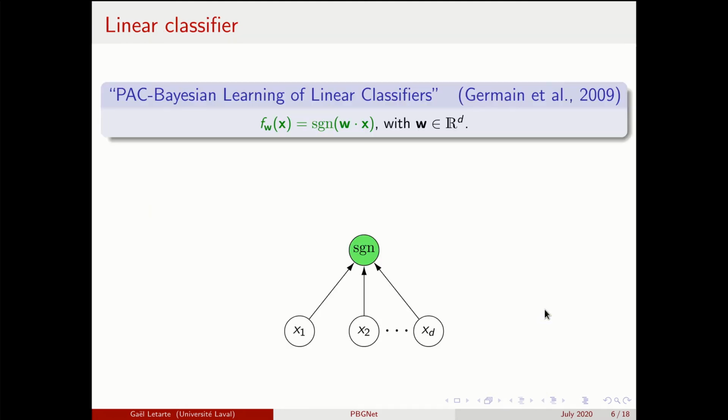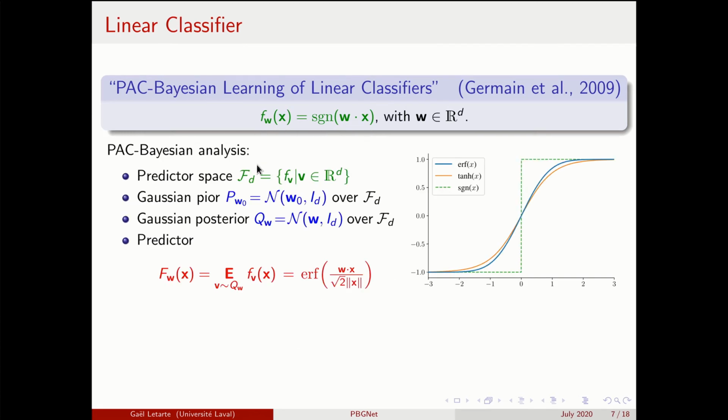Let's start our PAC-Bayesian analysis of such predictors with a simple case of a linear classifier. The origin comes from the work of Germain et al., applying PAC-Bayes to linear classifiers defined as a binary predictor parameterized by w. The strategy is that, over the space of all linear classifiers, we consider a Gaussian prior and posterior. Then, they found that we can express the aggregation of the binary predictor according to the posterior distribution in terms of the Gauss error function, erf. This is a key concept.